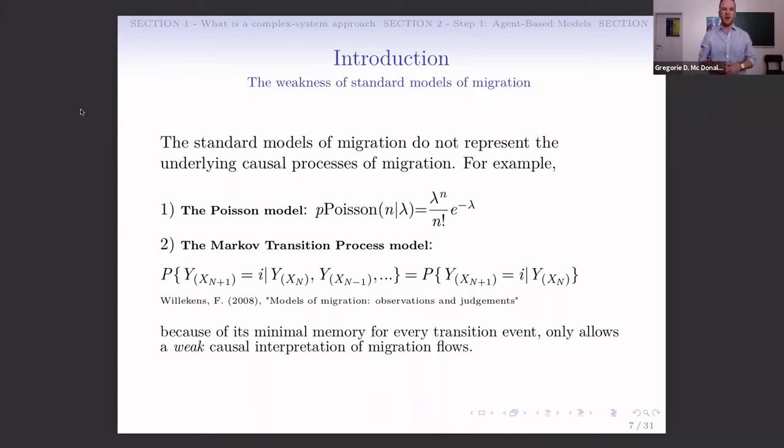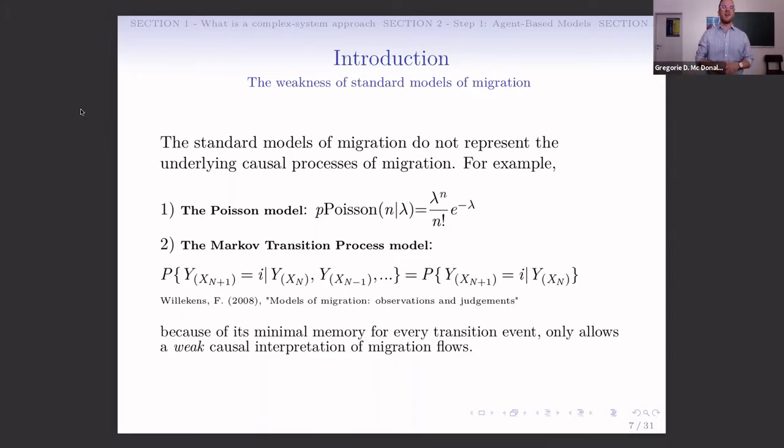The problem is related to the standard models of migration because they do not represent the underlying causal processes of migration. For example, there are two standard models that are used by migration scientists to calculate the likelihood of observing migration in a certain region of the world. The first one is a classical model, the Poisson model, and what we have there is a conditional probability, and the parameter that we use to conditionalize the number of events n that we would like to observe in the future, the parameter lambda, is an intensity rate of migration.